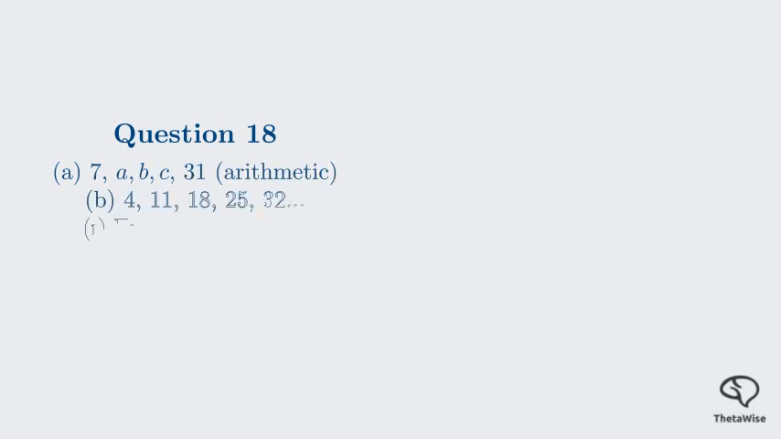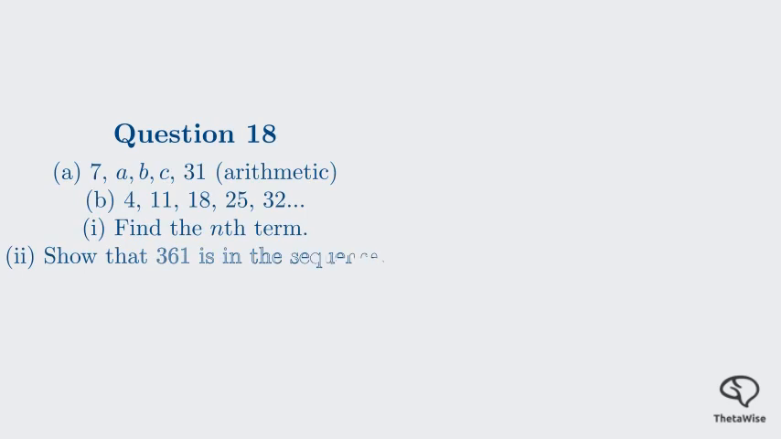Next, question 18 is about sequences. Part A. Find terms A, B, and C in an arithmetic sequence starting with 7 and ending at 31. Part B. Find the nth term of 4, 11, 18, 25, 32, and show that 361 is in the sequence.